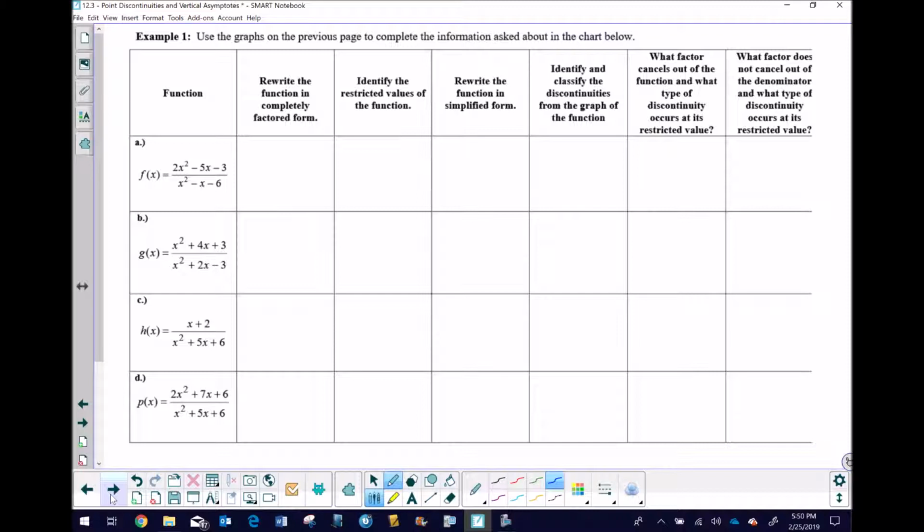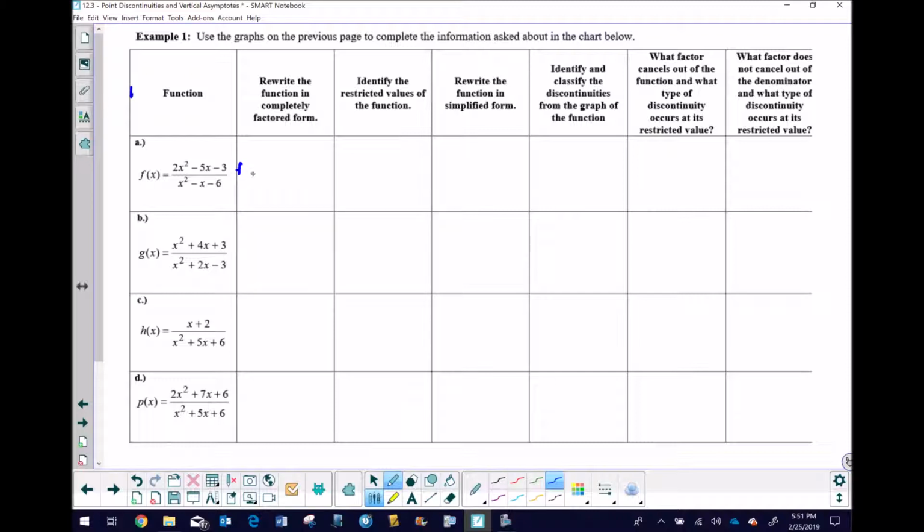our first example that asks us to use the graphs on the previous page to complete the information asked about in this chart. So we begin with part A, which talks about the first function, f of x. You'll have to forgive me that I will be going back and forth between this page and the previous page. But when we can just answer questions analytically without looking at the graph, we're going to strive to do so. So for part A, in the first column, it asks us to rewrite the function in completely factored form.